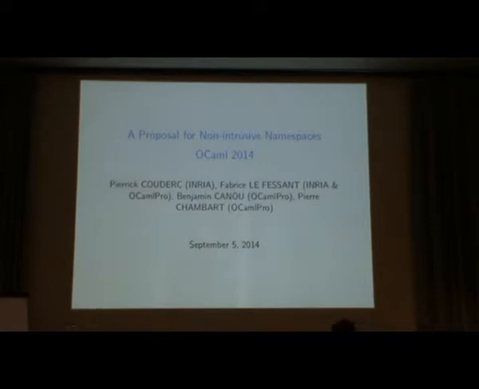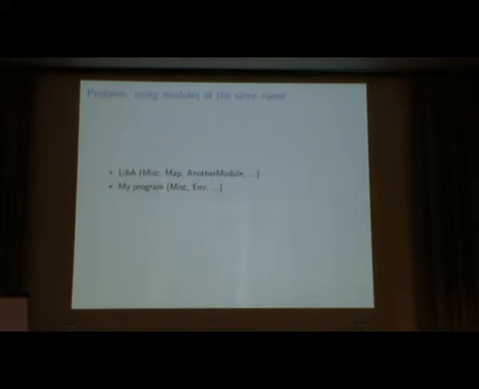So I'll talk about a subject that you may have heard of, because we talked about it yesterday at the ML workshop if you were here, and Xavier Leroy introduced it a little bit with module aliases. The problem with OCaml is that we cannot link two modules of the same name in the same program. For example, I have a program that has some modules, MISC, AMP, etc.